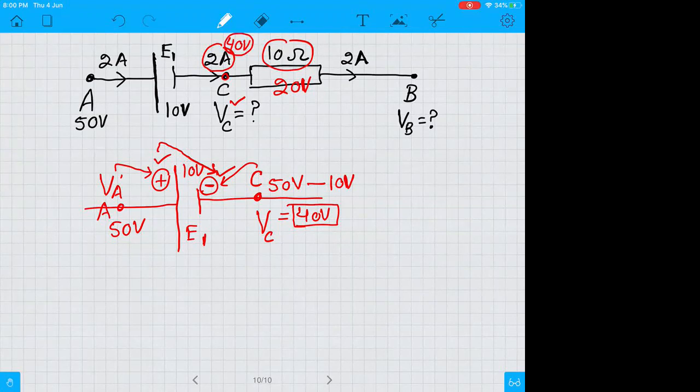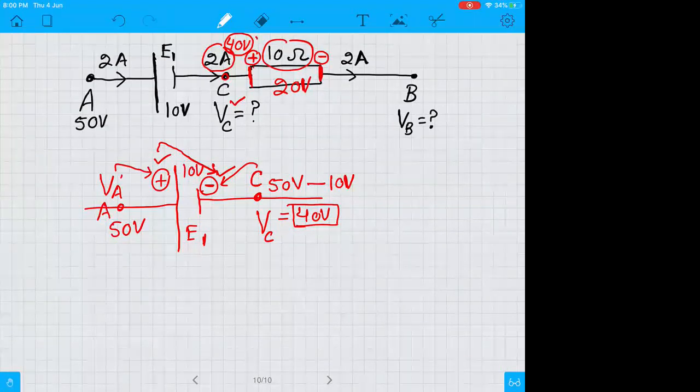Now apply signs to this resistor. Flow of current is towards right. So this side would be positive. Current will be from positive towards negative. So in the resistor, current is from left to right. So left side would be positive and right side would be negative. Now positive is high potential and negative is low potential.